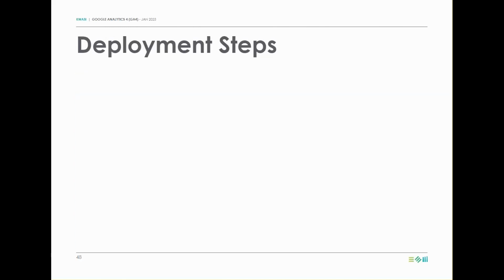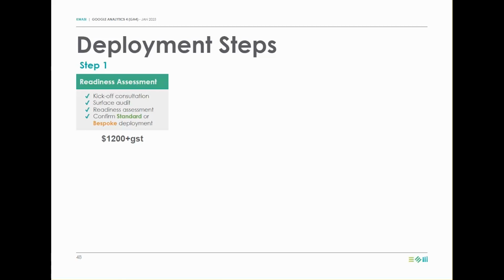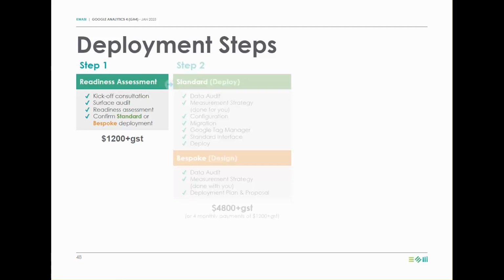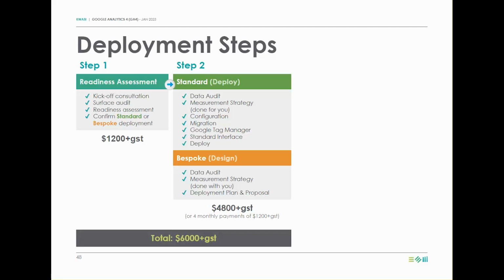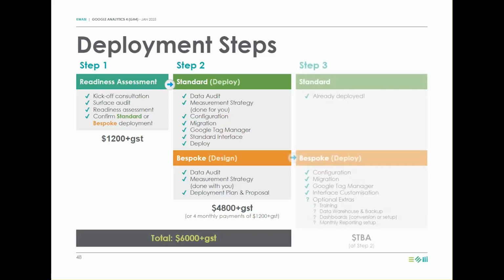So step 1 is the readiness assessment for both standard and bespoke deployments and costs $1,200 plus GST. Step 2 includes the full standard deployment or the bespoke design phase for $4,800. This can be paid in 4 monthly installments of $1,200. Steps 1 and 2 come to a total of $6,000 plus GST AUD. Step 3 only happens for the bespoke deployment, where the more customized setup is rolled out, as well as any optional extras. The cost for this is determined and a proposal is sent through at the conclusion of step 2.